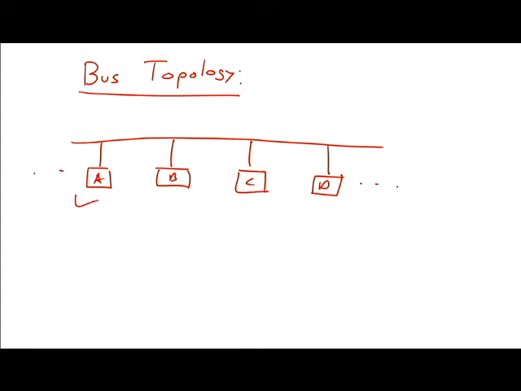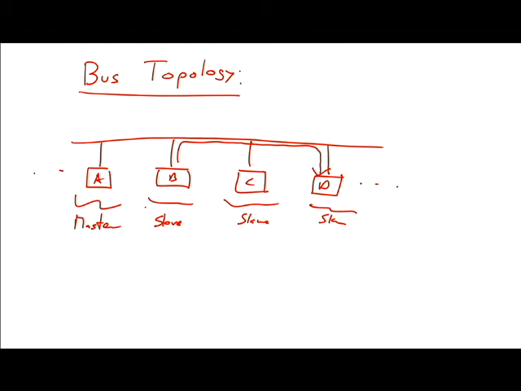Again, hand waving, so I better go to drawing. Master, and these guys are slaves. Slaves. I have to spell this. So what that means is the master says, in this case, okay, B is now your turn. So then B performs its operation. Let's say it transmits to D.